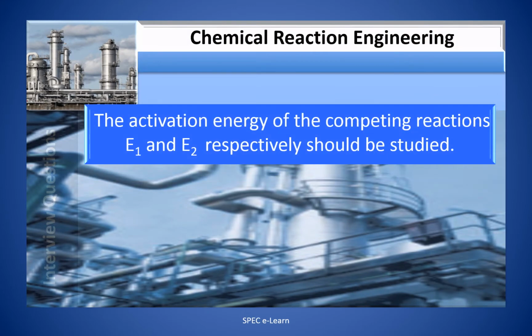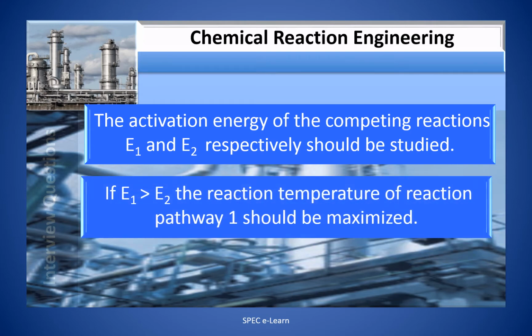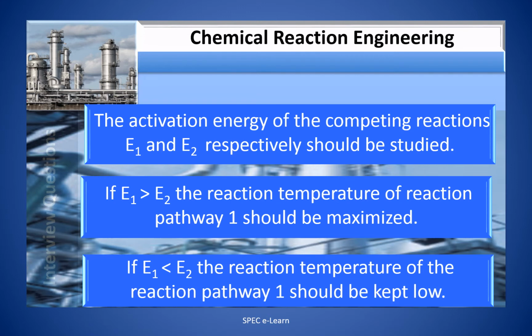The activation energies of the competing reactions, E1 and E2 respectively, should be studied. If E1 is greater than E2, the reaction temperature of reaction pathway 1 should be maximized. On the other hand, if E1 is less than E2, the reaction temperature of reaction pathway 1 should be kept low. This will favor the formation of desired product C through reaction pathway 1.